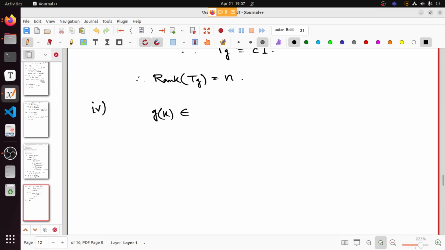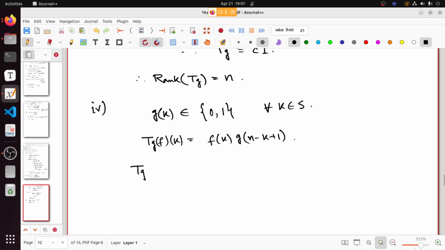So g_k is taking values in 0 and 1 for all k in S. And T_g of f is f_k times g of n minus k plus 1. So first let's compute what will be T_g squared f, right?